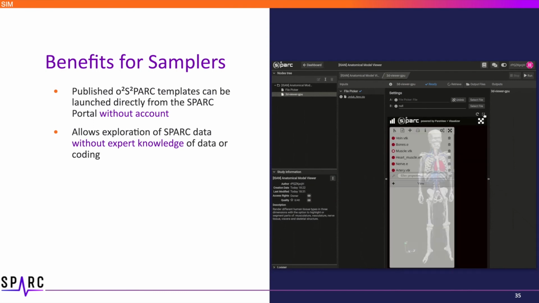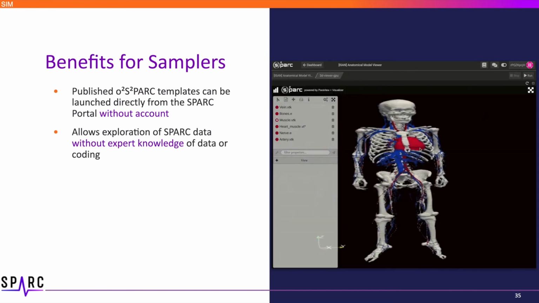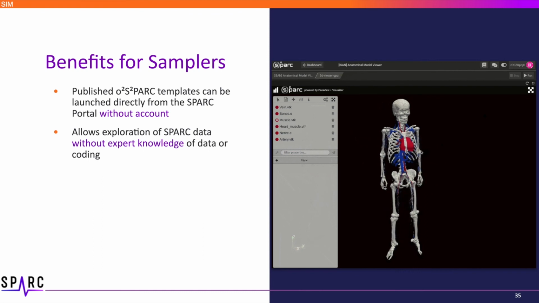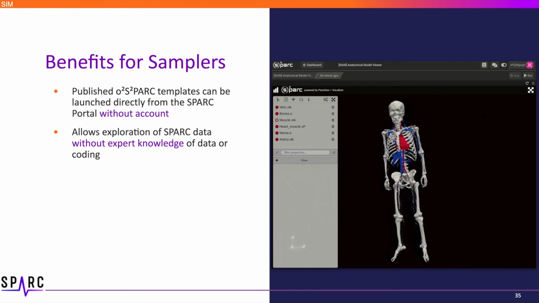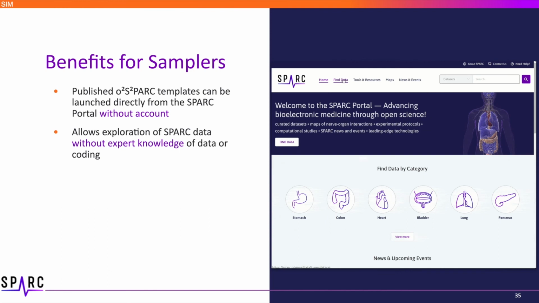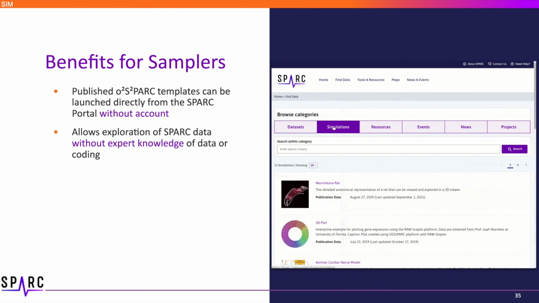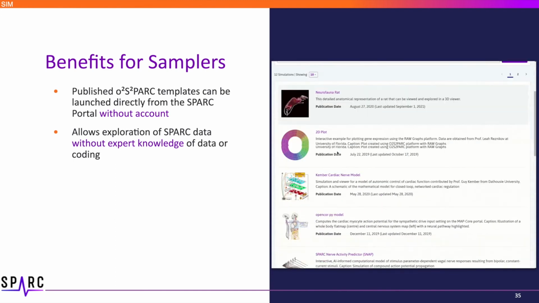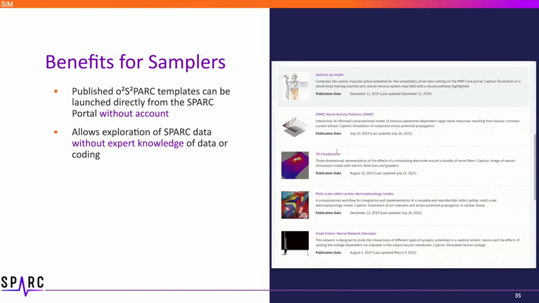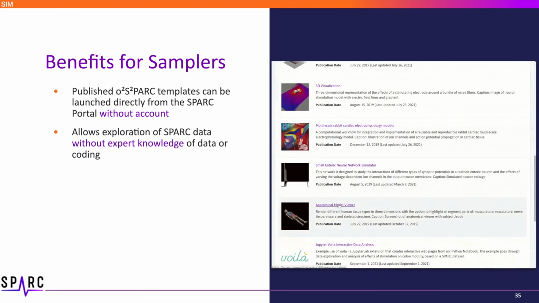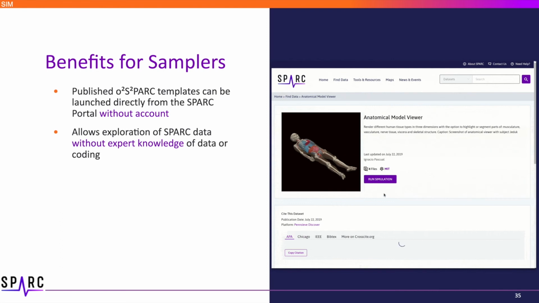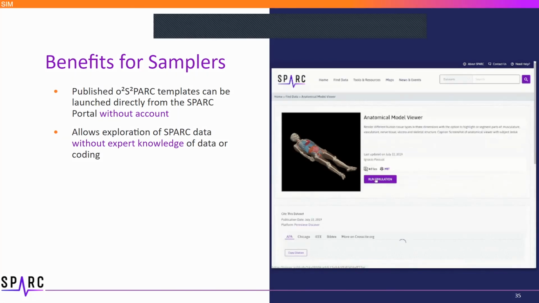And if I haven't sold you yet, you're not sure that you want to have an o²SPARC account, or you're just browsing to see what's there, we have a special sampler portion. If you go to the SPARC portal, which is at sparc.science, we can access a whole bunch of different templates that are already published, and you can run them through o²SPARC without having an o²SPARC account. And that's what you see on the right side.